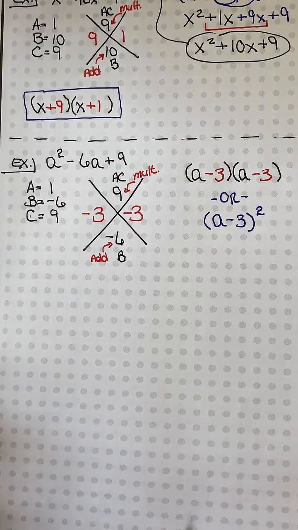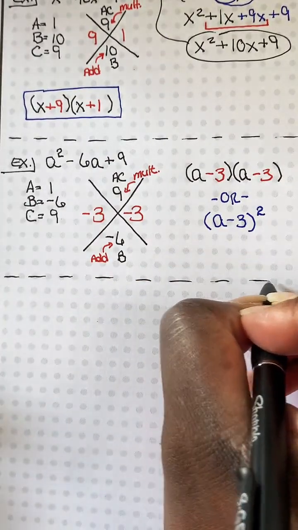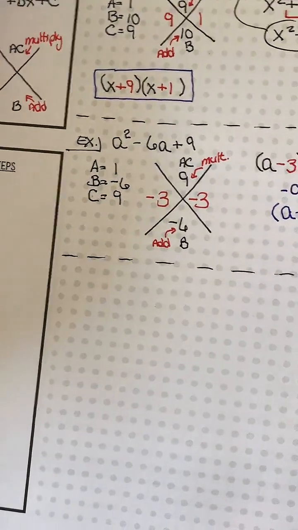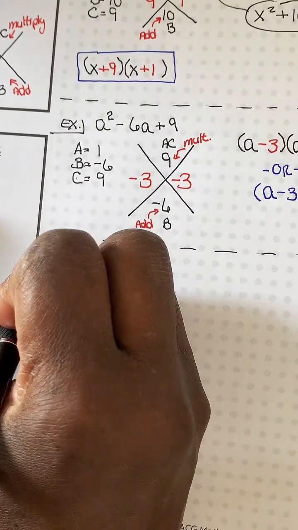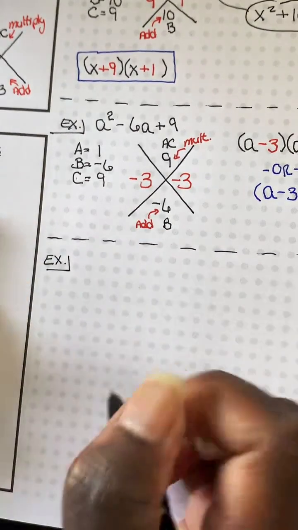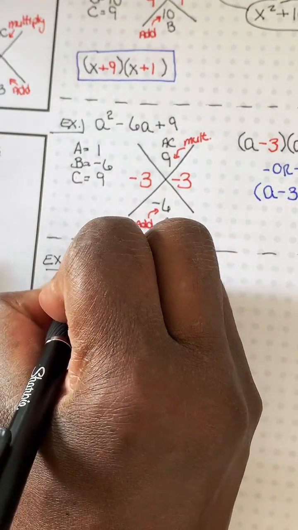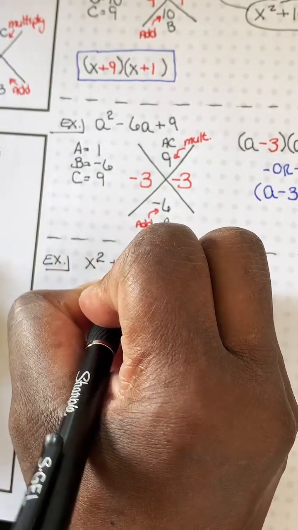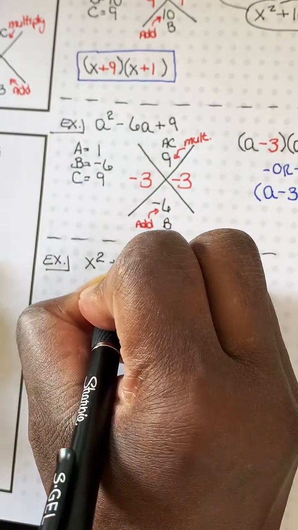All right. So let's do another one. Let's try this one. Let's talk about x squared plus 7x minus 30.